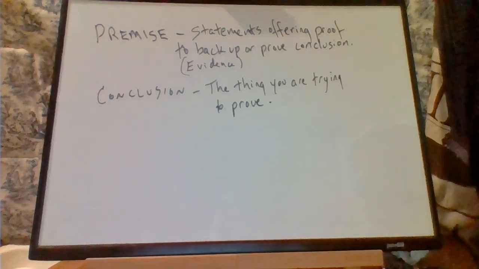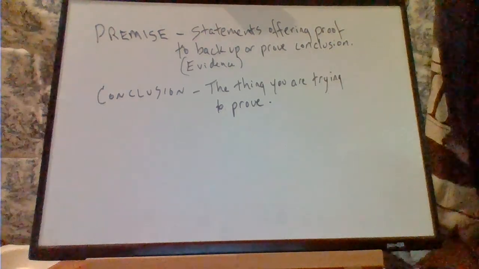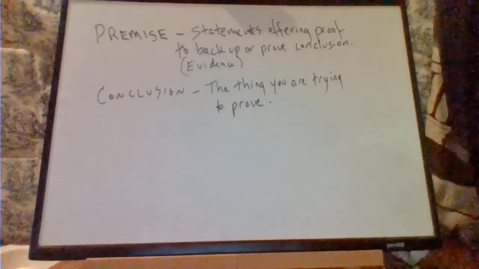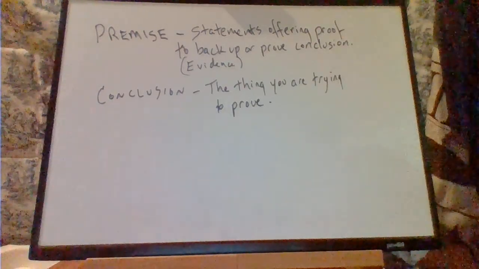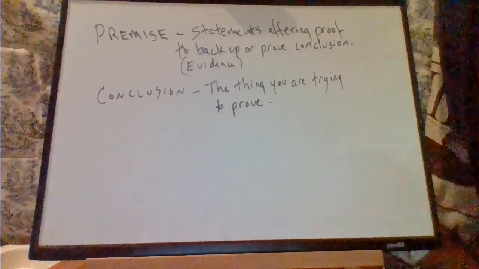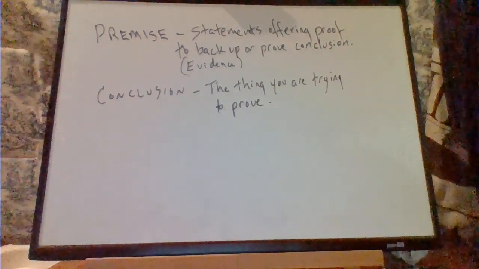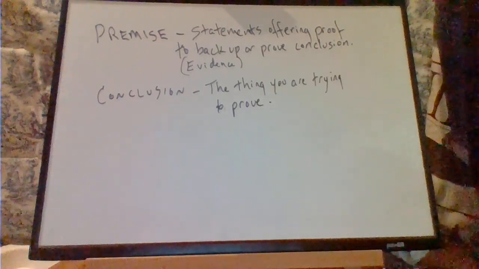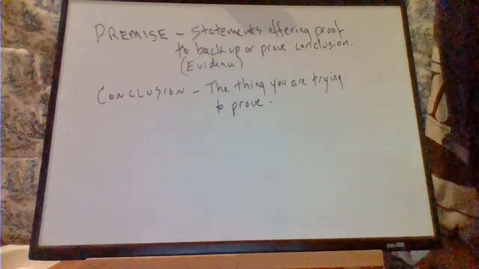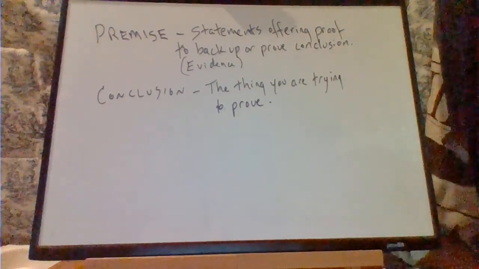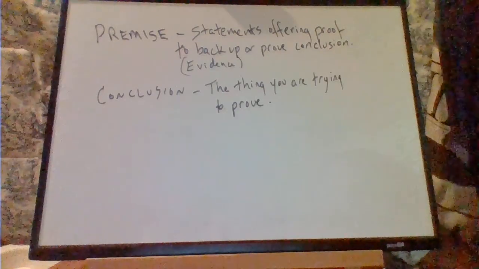So when we look at the statements that we have in an argument, there is going to be a bunch of premise statements. There might only be one or two, but there could be a lot of premise statements because it depends on how much evidence or how much proof you need to back it up. And then the conclusion, there's usually only one conclusion statement, and that's the thing that you're trying to prove.